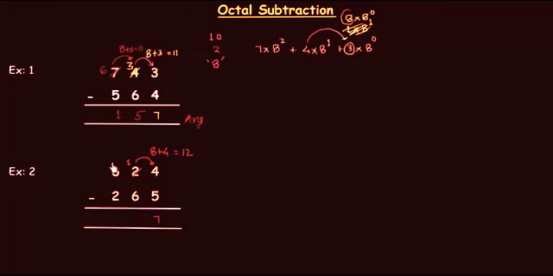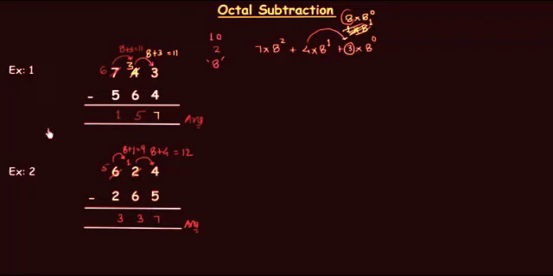1 is smaller than 6, so again we have to take borrow. 8 plus 1 is equal to 9 and 9 minus 6 is equal to 3. The 6 is now written as 5 because it has given the borrow. 5 minus 2 is simply 3. So 337 is the answer of this octal subtraction.